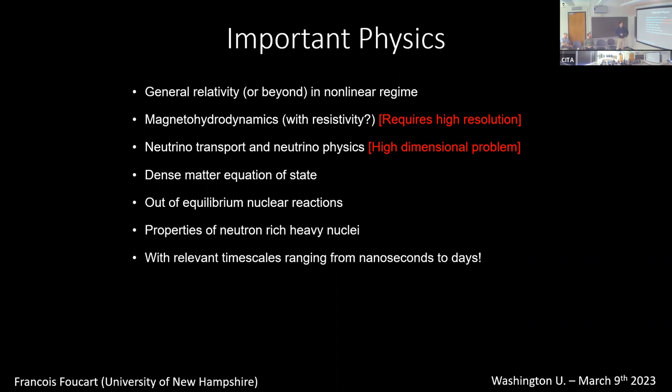And that's basically it if you want to model gravitational waves before merger. But then after that, we have all of that extra physics. So we have seen magnetic fields, which requires very high resolution if you want to do it properly. And there is neutrino transport, which is important for all of those kilonova and nucleosynthesis outputs. And we will see that the problem here is the high dimensionality of the problem in practice.